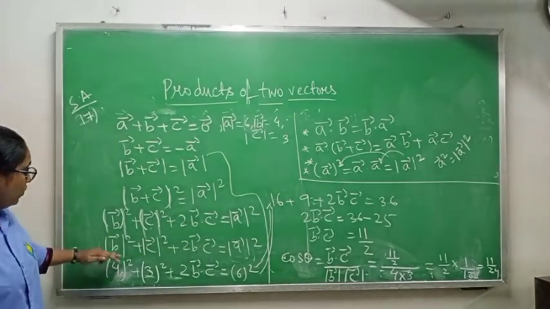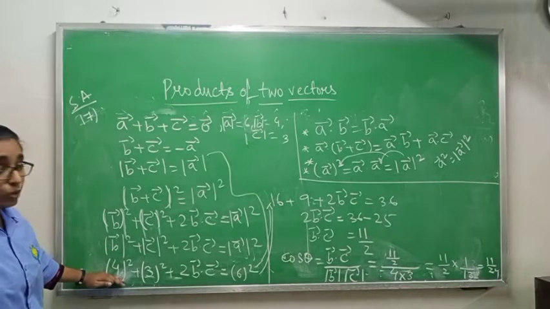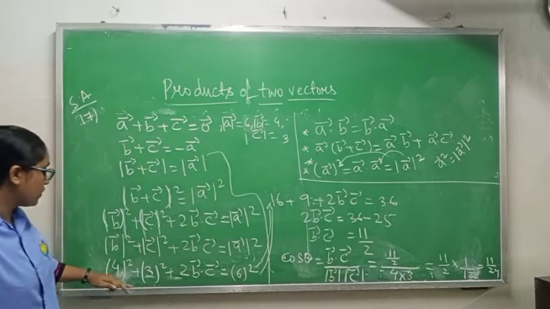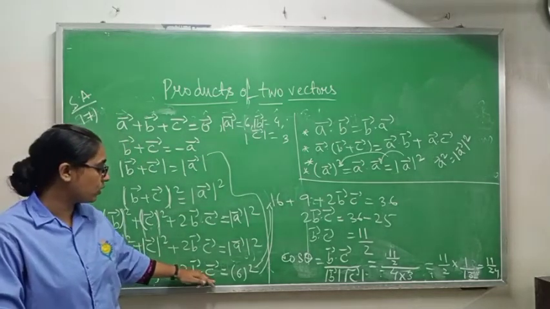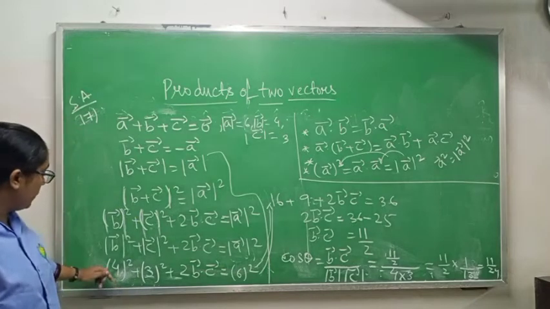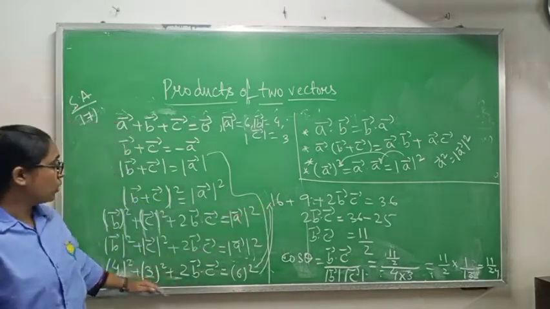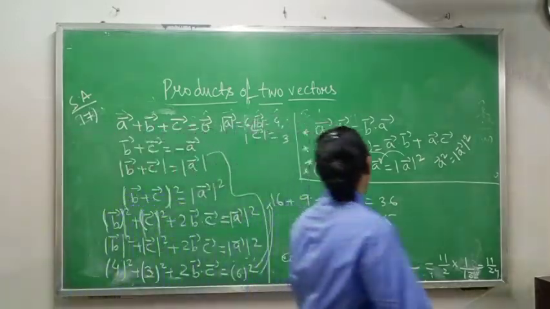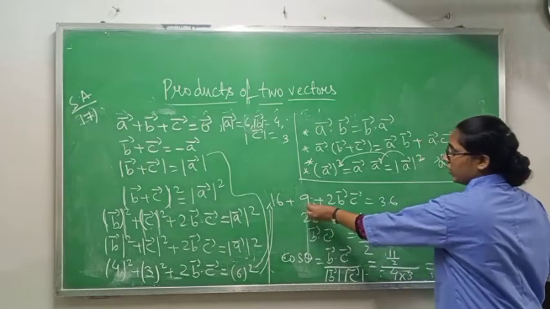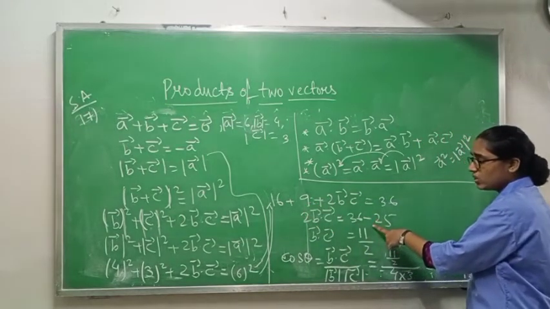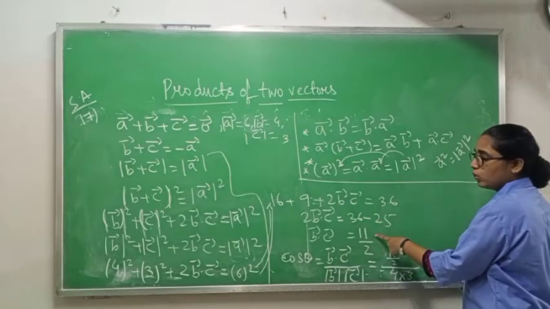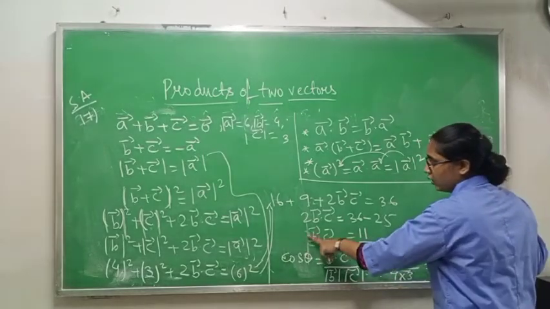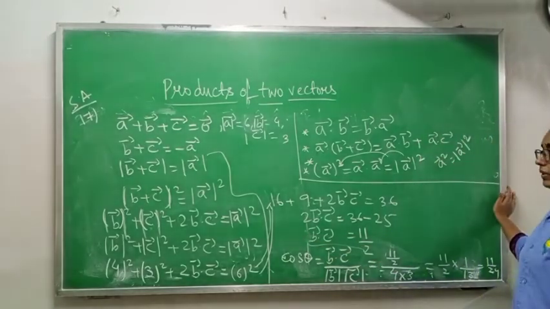Understood this one? Now mod b vector value is 4, mod c vector value is 3 and mod a vector value is 6. So 4² + 3² + 2 b vector dot c vector equals 6². How much will it come? 4² gives 16, 3² gives 9, plus 2 b vector dot c vector, and 6² gives 36. Now 16 plus 9 gives 25. This 25 will come this side and become minus 25. 36 minus 25 gives 11. I am taking the 2 down, so it becomes 11 by 2. So b vector dot c vector I am getting 11 by 2.